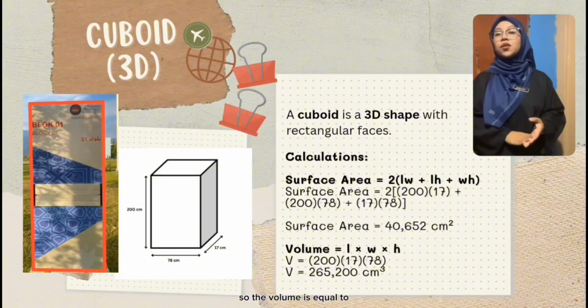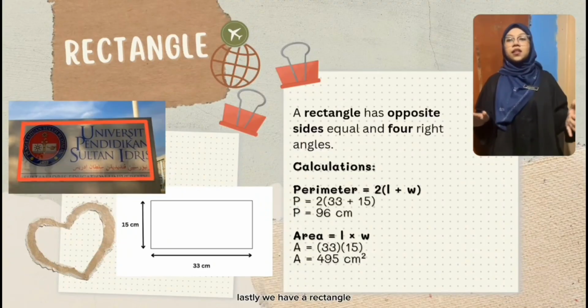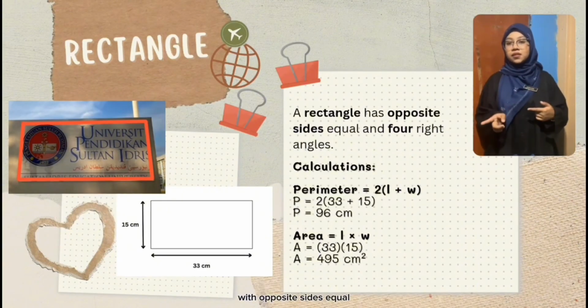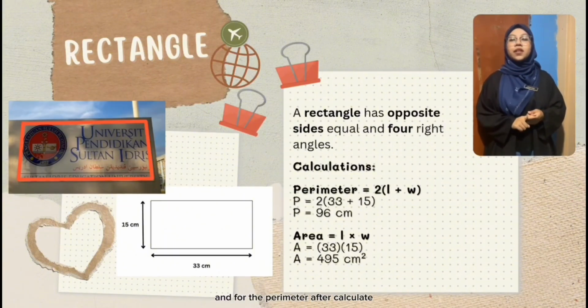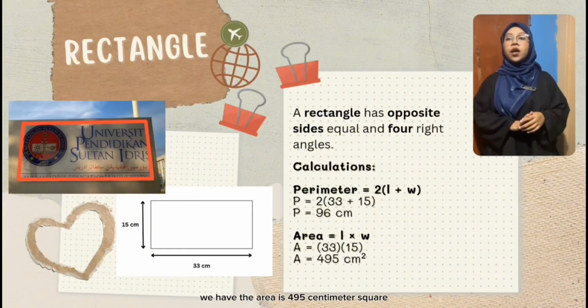So the volume is equal to 265,200 centimeter cube. Lastly, we have a rectangle, a two-dimensional shape with opposite sides equal and 4 right angles. The length is 33 centimeter, the width is 15 centimeter. And for the perimeter, after we calculate, we have the perimeter is 96 centimeter, and for the area, after we substitute into the formula, we have the area is 495 centimeters squared.